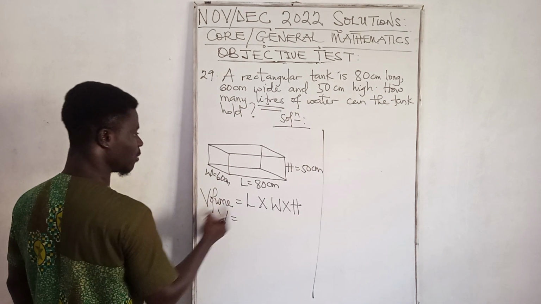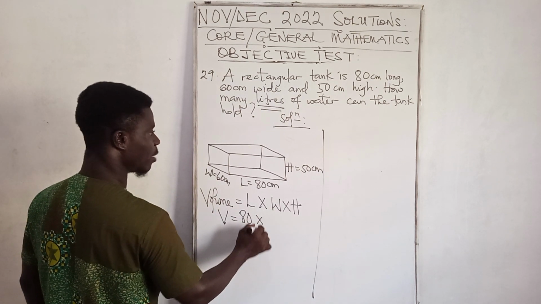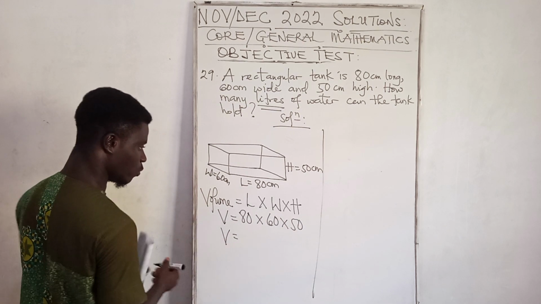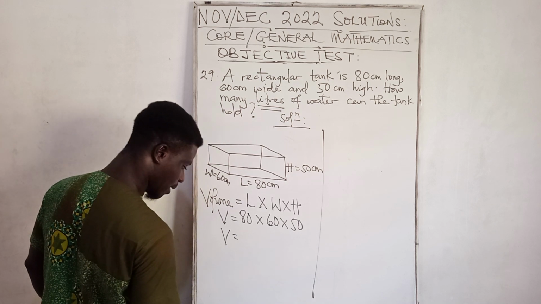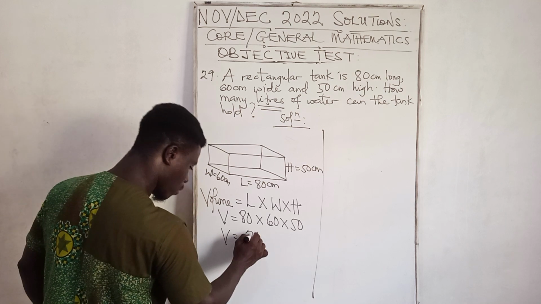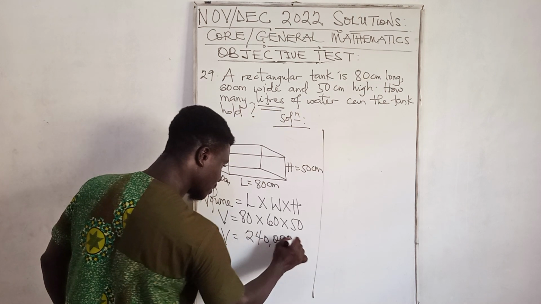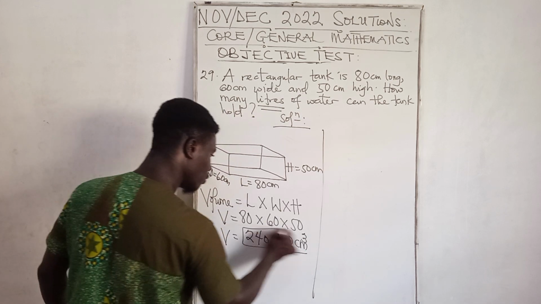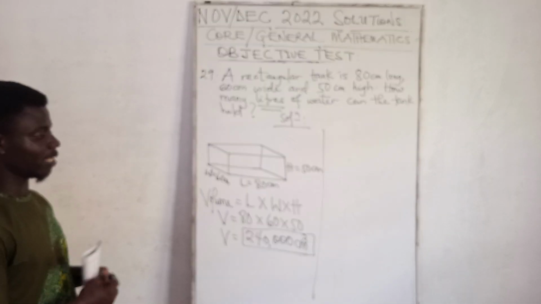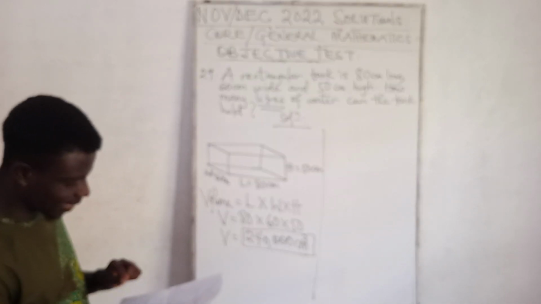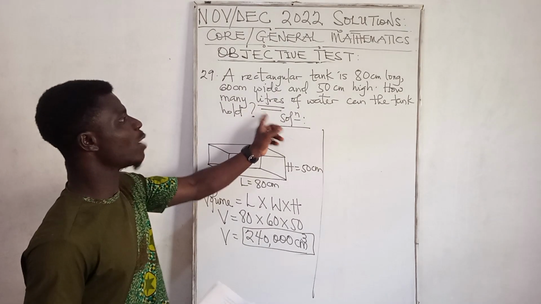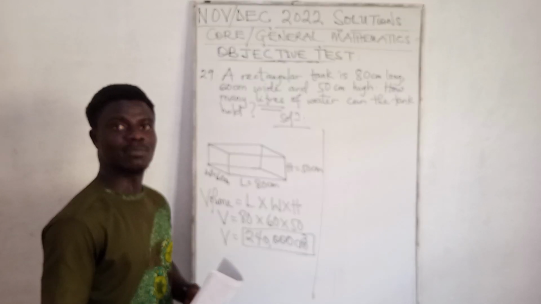So my volume must be equal to the length, which is 80, times the width, which is 60, times the height, which is 50. So the volume is 80 times 60 times 50, which is 240,000 cm cubed. But if you check the answers, we have it there, which is wrong. They are telling you to leave your answer in liters, not centimeters, right?